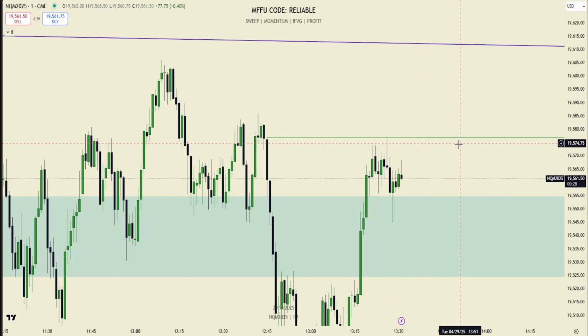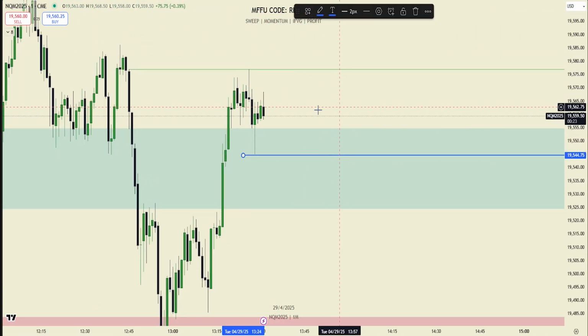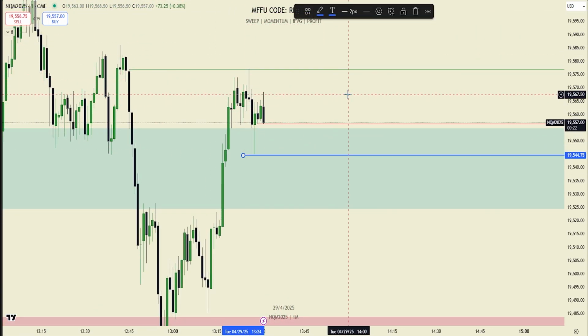But yeah, my scenario here for a long would be if we came down, swept out this low, and got a V shape back up to target the equal highs.